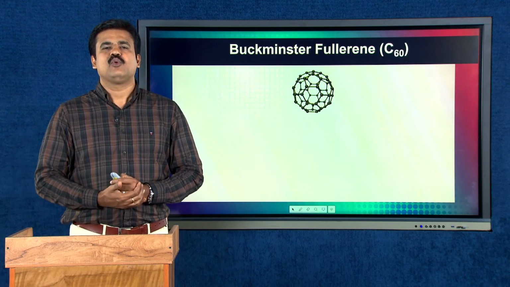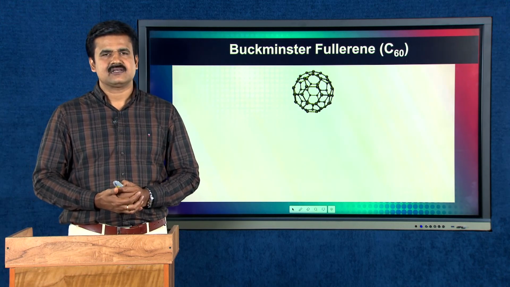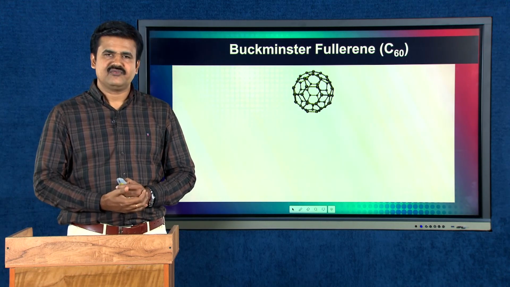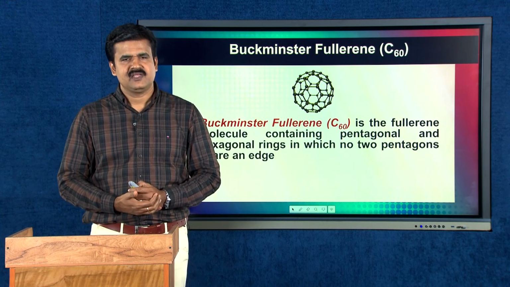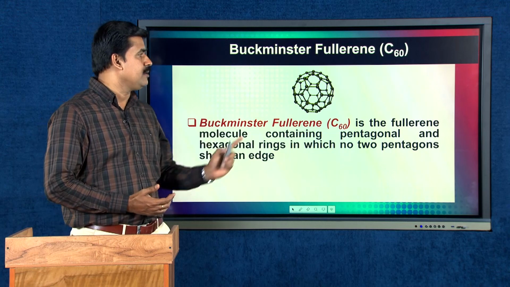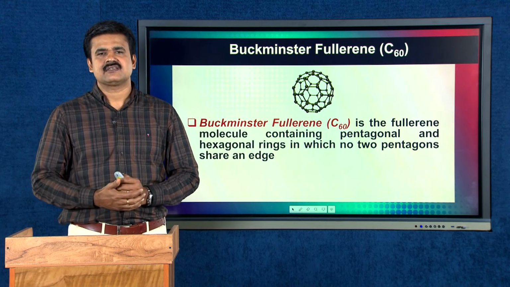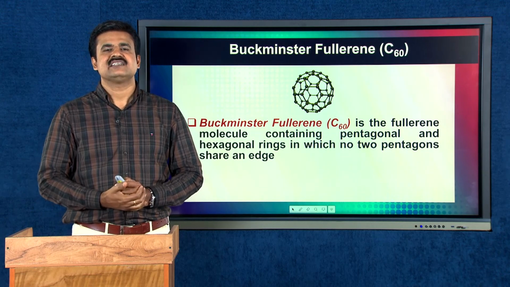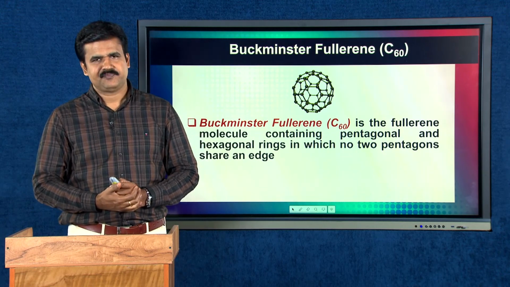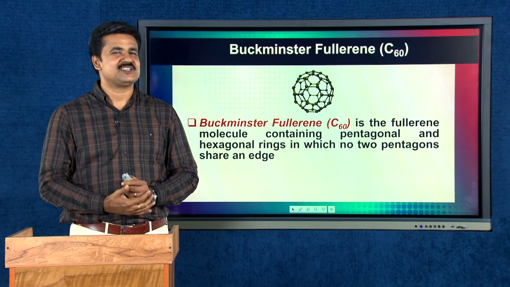Buckminsterfullerene or C60 is shown here. We are now discussing some details of Buckminsterfullerene. Buckminsterfullerene or C60 is the fullerene molecule containing pentagonal and hexagonal rings in which no two pentagons share an edge. It is a very important feature of the structure of the C60 molecule.